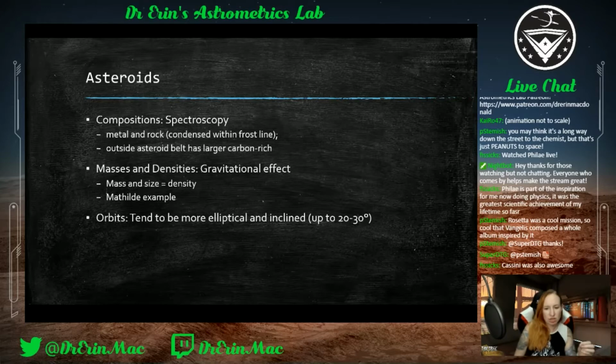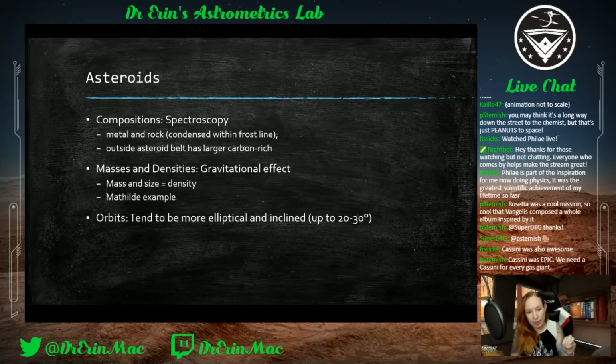In order to determine their masses and densities, you need to see their gravitational effect. So you have to see the effect that it has on another asteroid or its orbit or any of those things, particularly with the mass and size, to figure out the density. It really helps if you have another asteroid that they're orbiting each other. You can kind of get some sense for that.